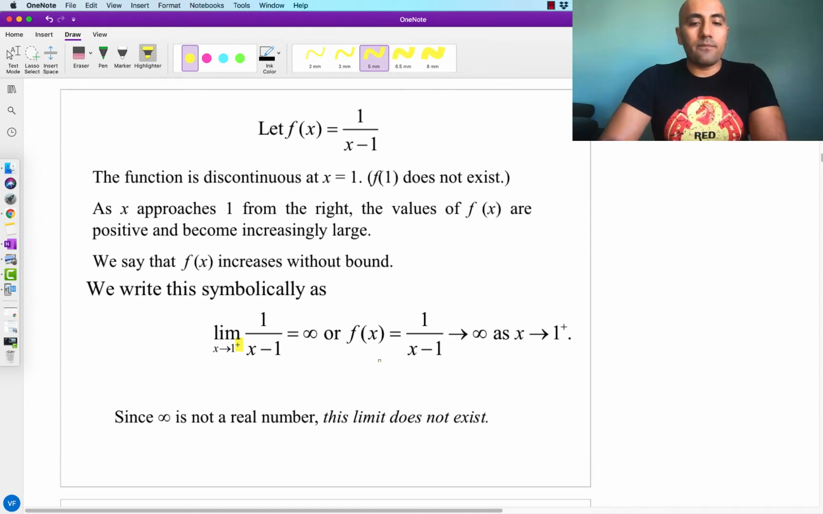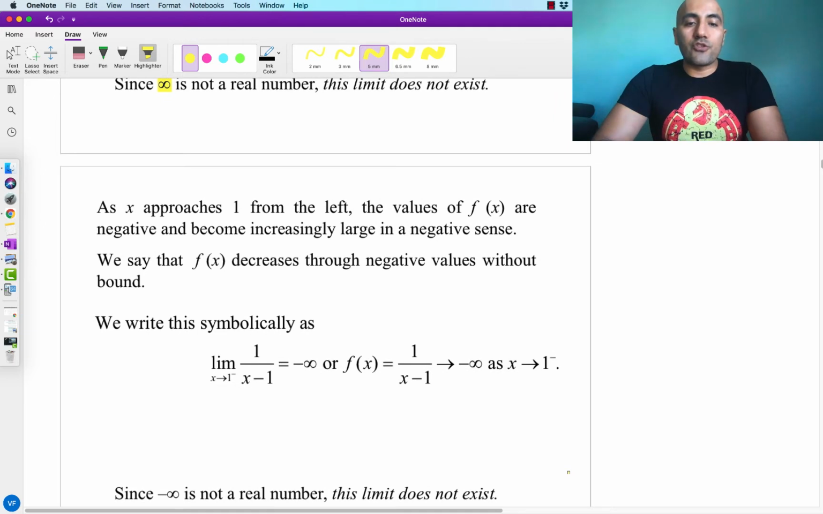Or another way of describing this is to say f of x, which is equal to 1 over x minus 1, approaches infinity as x approaches 1 from the right-hand side. Again, notice that simply saying infinity gives us some information about what's happening to our function. It lets us know that the output is growing out of control, growing without bound toward infinity, but that does not mean that the limit is infinity. This means that the limit does not exist. It just doesn't exist in a very special kind of way.